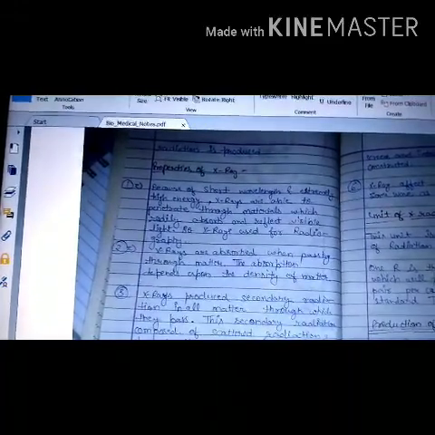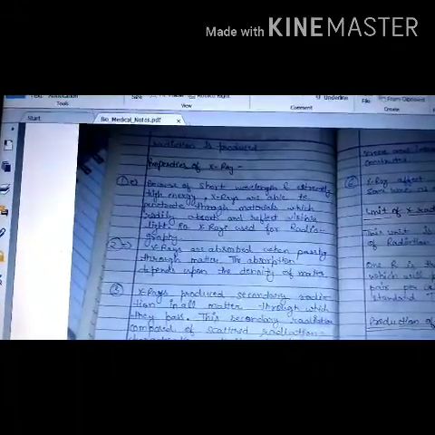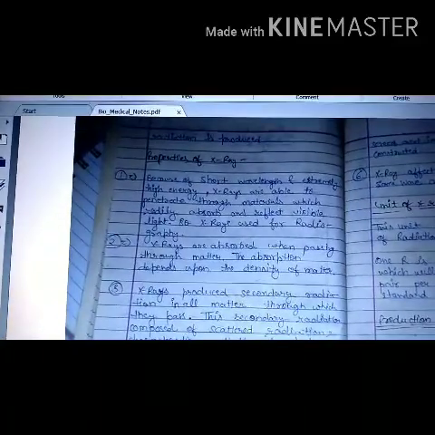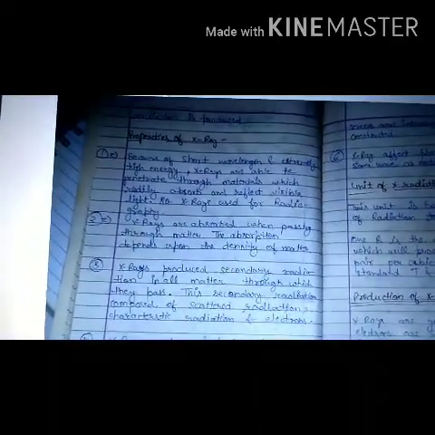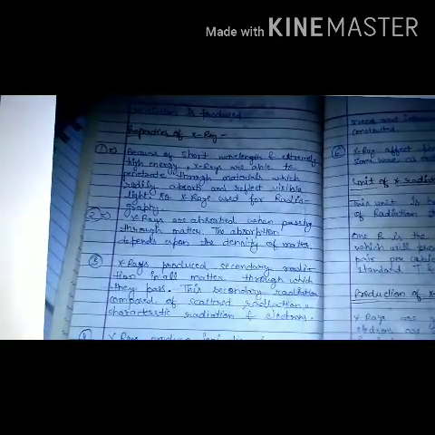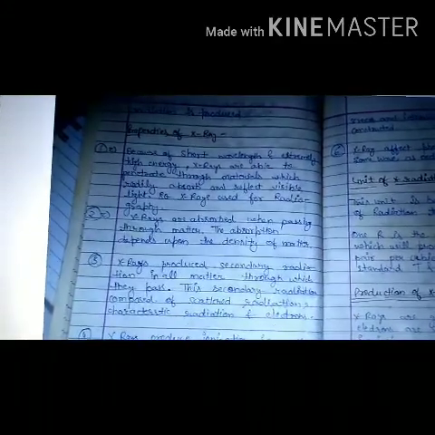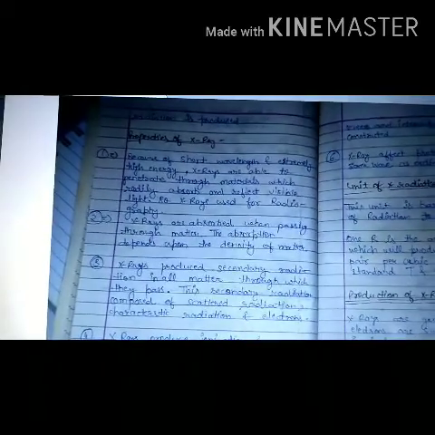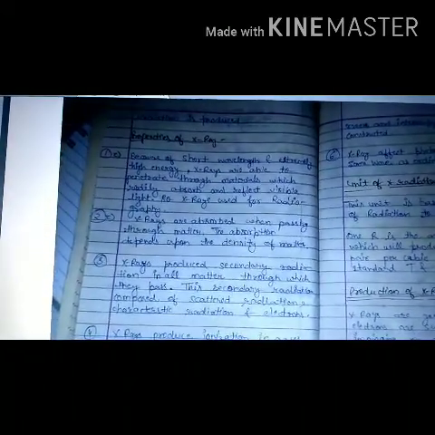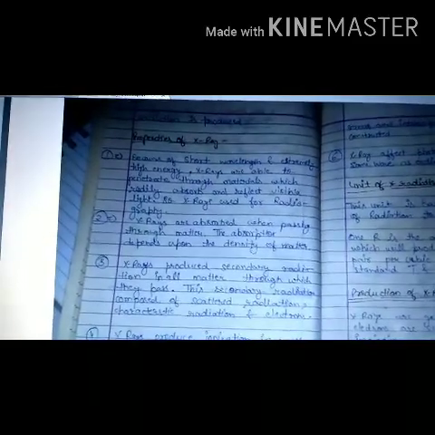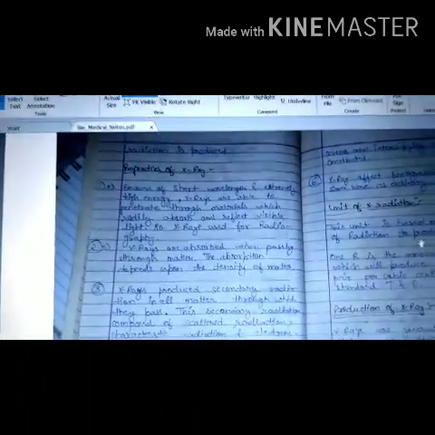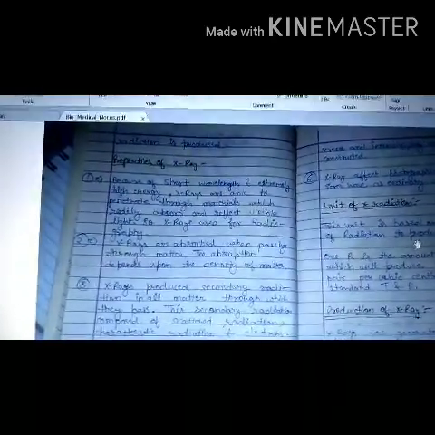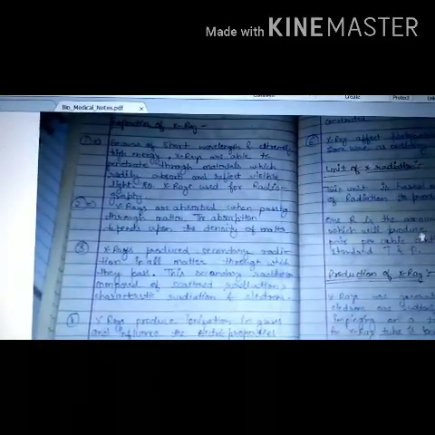Okay, now thereafter, X-rays are absorbed when passing through matter. The absorption depends upon the density of the matter. Again, since our bones are made up of high density material in comparison to our skin, they absorb the X-rays and don't allow them to pass, whereas our skin and muscles are made up of less dense material, so they easily allow their passage. That's why X-ray photography, which is used to check fractures, can be easily utilized.